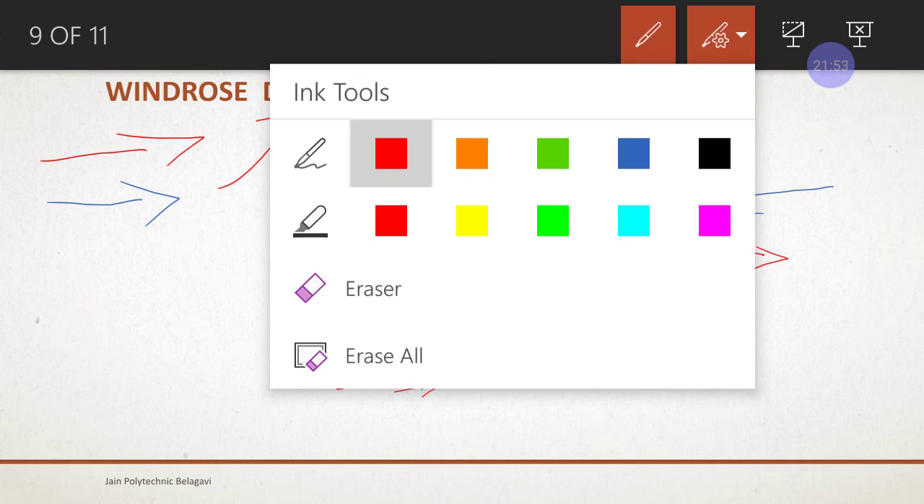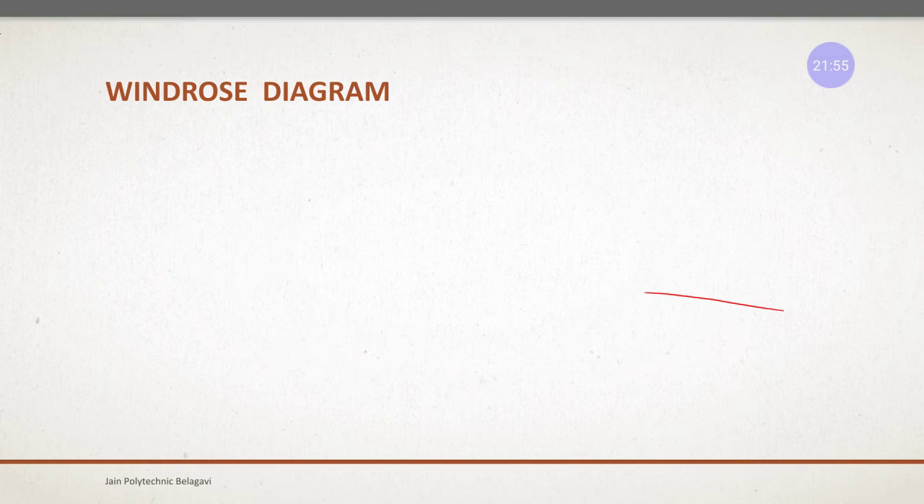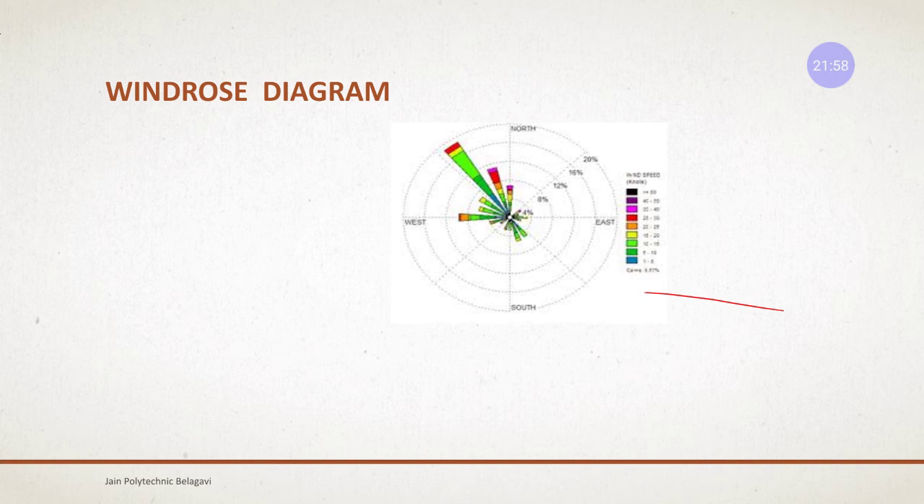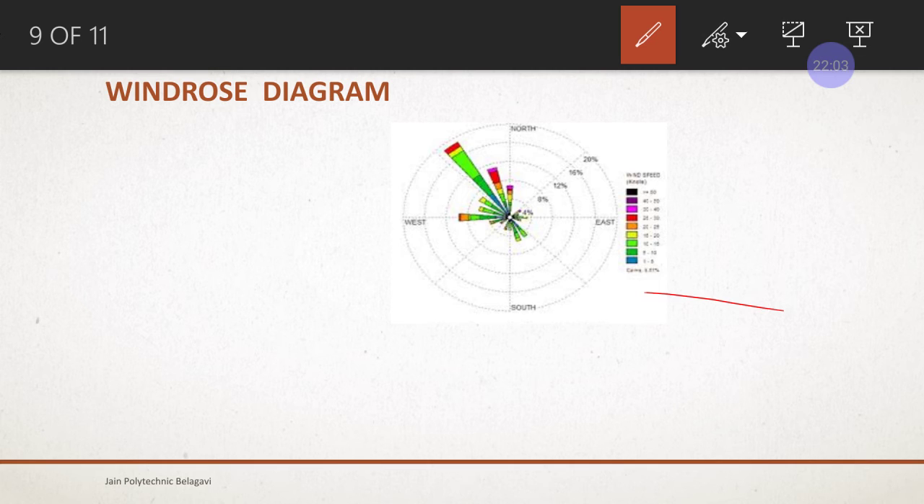So this is how the WINDROSE diagram is. In this case, what the chart is saying is that in the northwest direction a lot of wind is flowing, and you can see the legends here. It is showing the wind speed in kilometers per hour. It is saying that a lot of the wind is flowing within the range of 20 kilometers per hour. You can see the red color at that point.